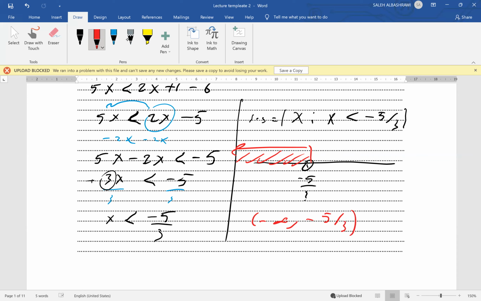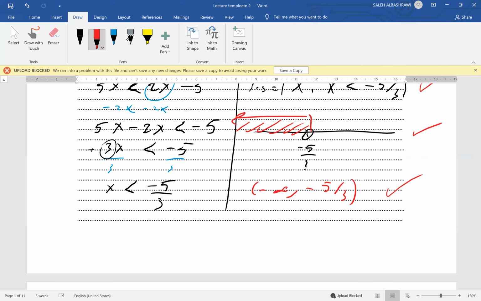So the first one is set builder notation. The second one is graph. And the third one is interval notation. So I have another example.